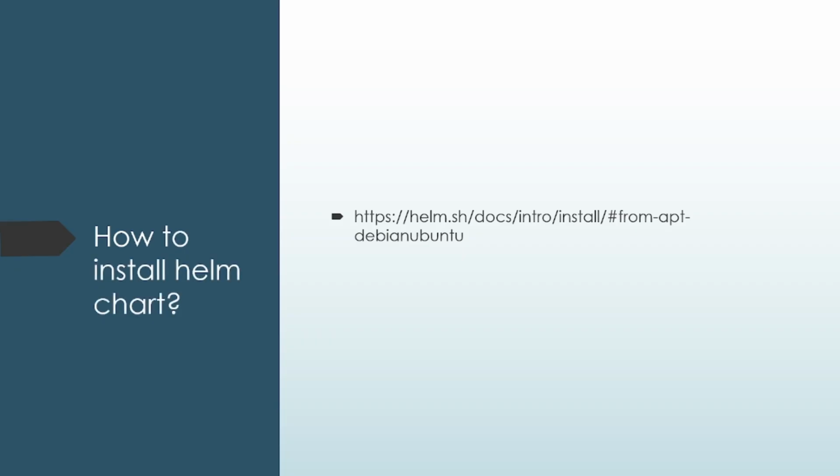How to install Helm? You can install Helm for your different operating systems. Here, there is a link given. You can go to the link and get all the information related to the installation of Helm. This link is actually for Debian Ubuntu OS. You can find the instructions for other operating systems like Windows and Mac by going to this link.